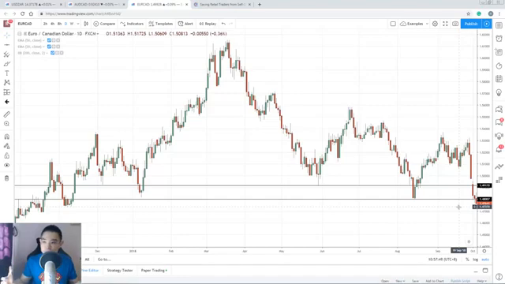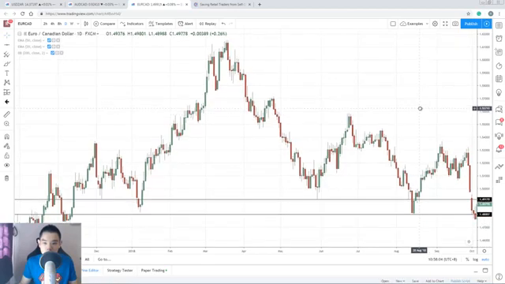Instead, what I want is a so-called confirmation by the market that it is about to reverse higher. So what confirmation am I looking for? Very simple stuff, like a false breakdown, rejection of lower prices, or just simply a strong bullish close. And in this case, we got a strong bullish close.